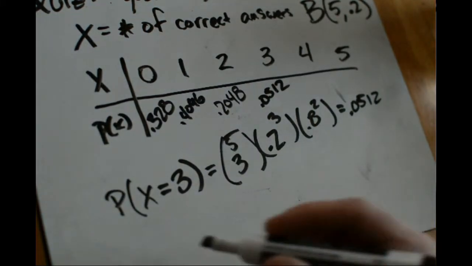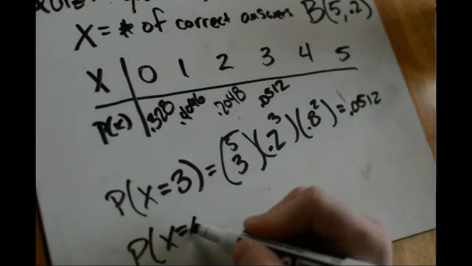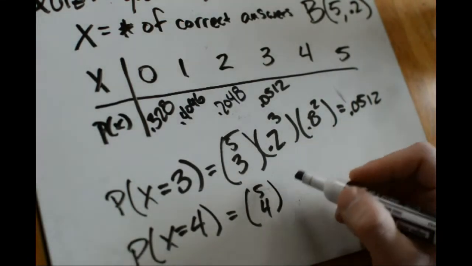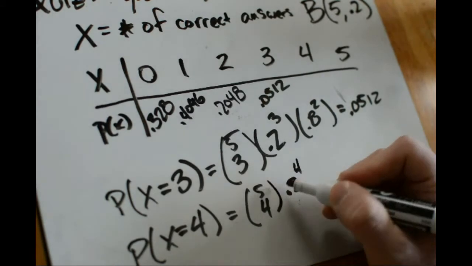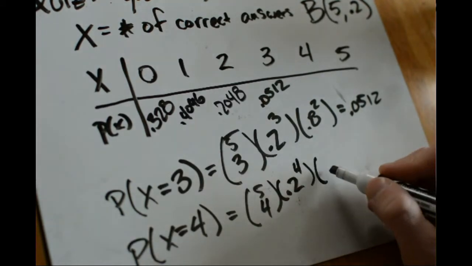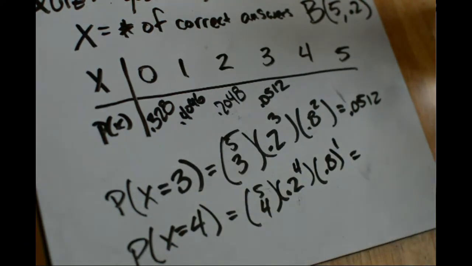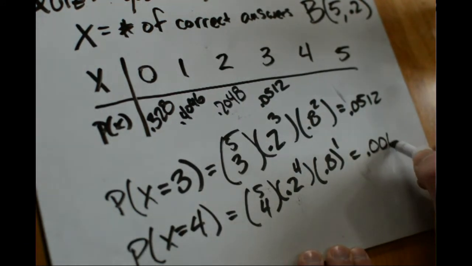Let's do this one more time for the probability that x is equal to 4. So that is going to equal 5 choose 4 times 0.2 raised to the fourth, since there's 4 successes, times 0.8 raised to the first power, since there's 1 failure. And that is a probability of 0.0064.